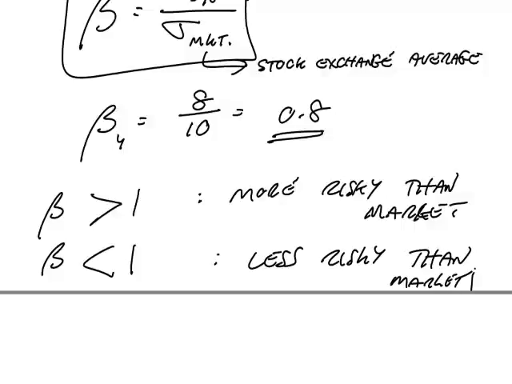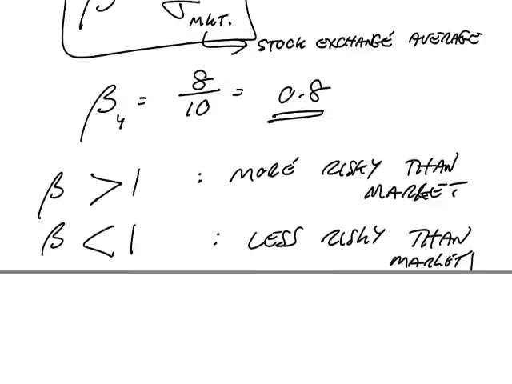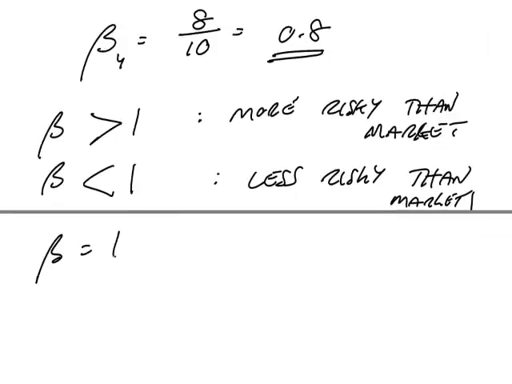And I hope it's clear enough, but it could be important later, what would it mean if an investment had a beta of 1? Yeah, it'd be 1 times as risky. It would be the same risk as the market.